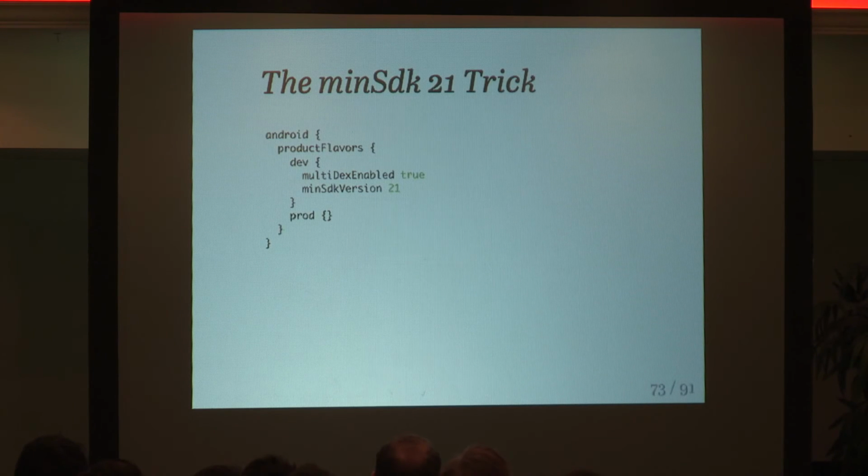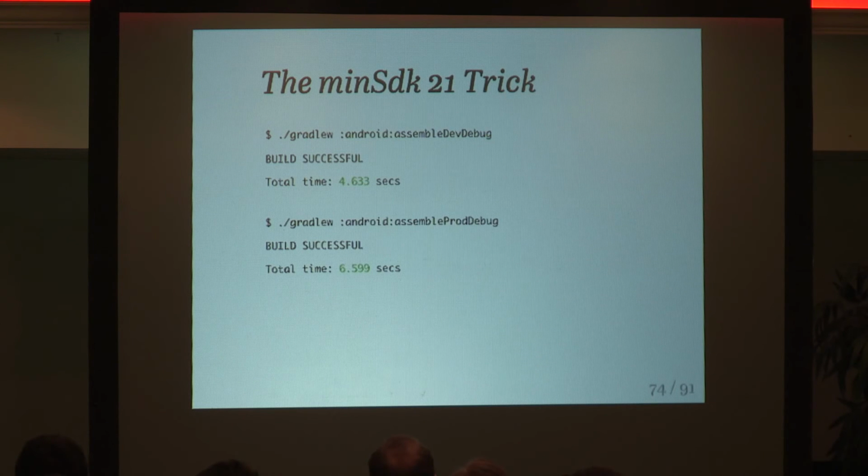So if I create a new product flavor just for development, I call it dev. I enable multi-dex on it, and I also say that this will be minSdk version 21, so it's targeting Lollipop or higher. Now suddenly this merge step is useless, right? Because what you could do is take the application dex, take all of the library dexes, and just put them all together into the APK without merging them. Because it works on Lollipop.